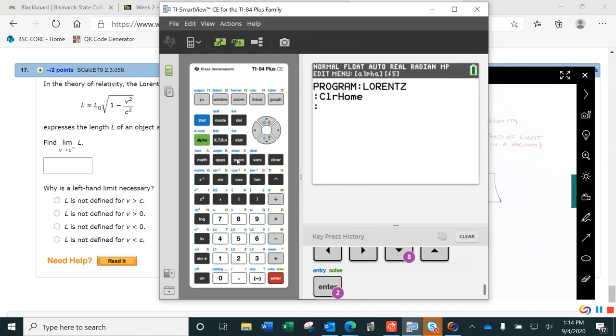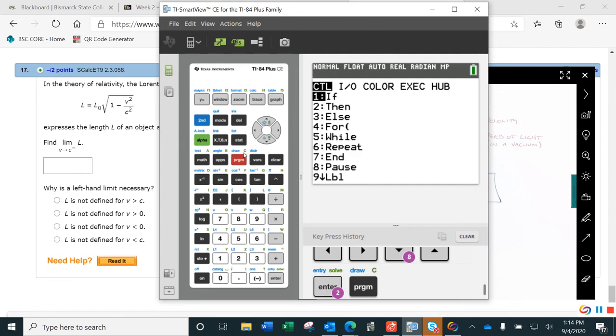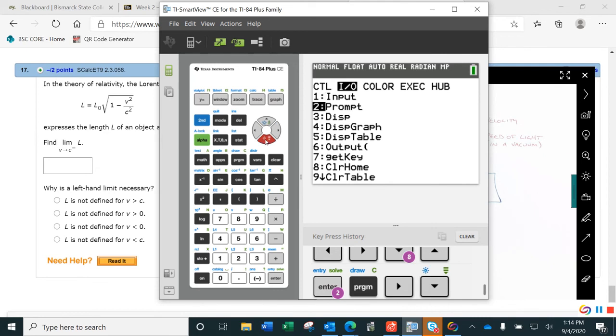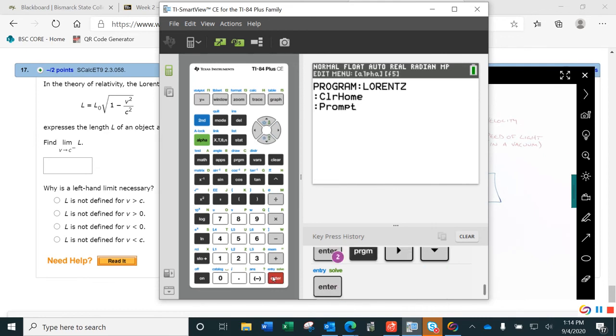So we're going to push that program button again, and we're looking for the word prompt. So see if you can find prompt. There it is. And what we'll do is we'll prompt for the variables that we're interested in. L. Now notice the alpha lock is not flashing, so I have to hit the green button. L. And then I'll push the comma, which is right above the 7, and V. Alpha V. There we go. So it's going to prompt for L and V, which is the length at rest and then the velocity that it's traveling.